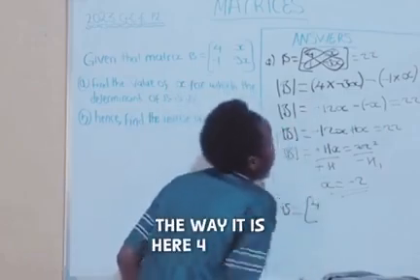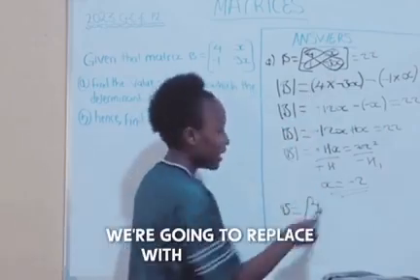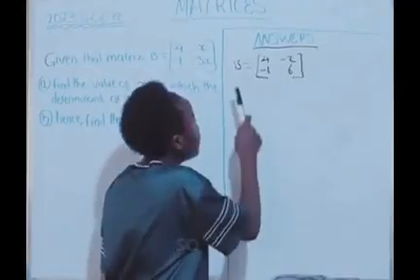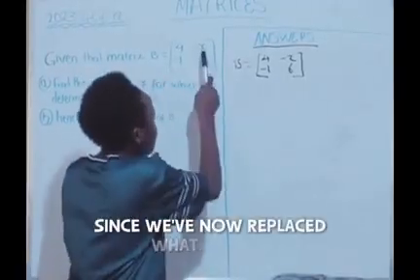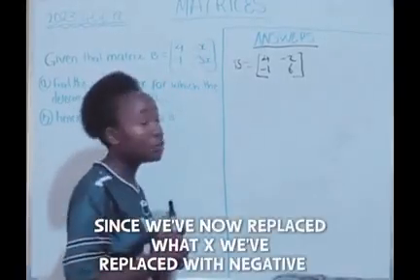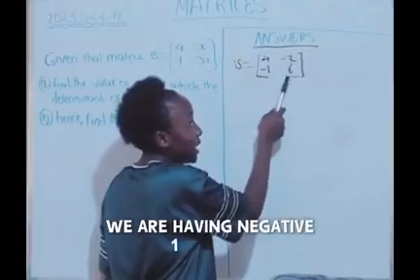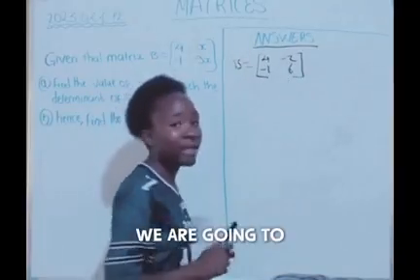Here, where there is x, we're going to replace it with negative 2, and here there is negative 1. Since we've now replaced x with negative 2, here we have 4, negative 2, negative 1, and positive 6. We are going to find the inverse now.